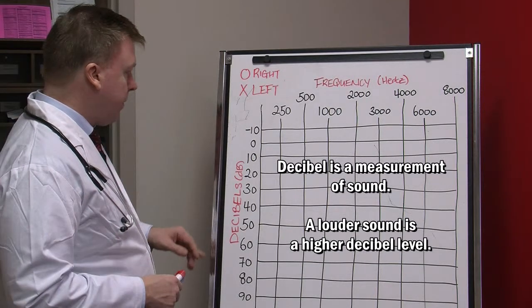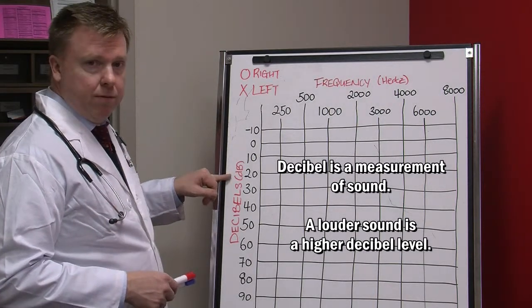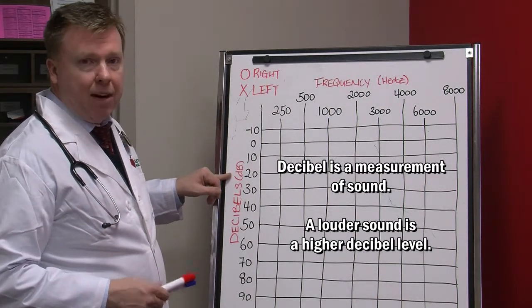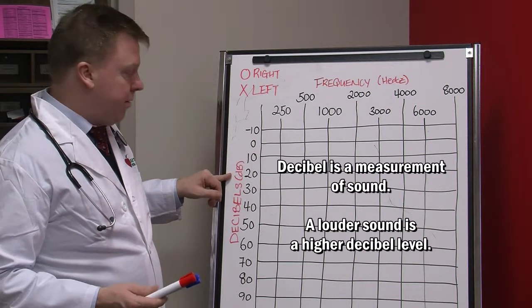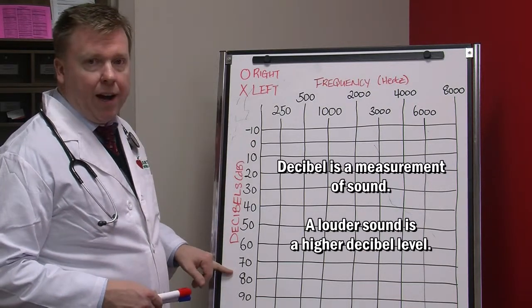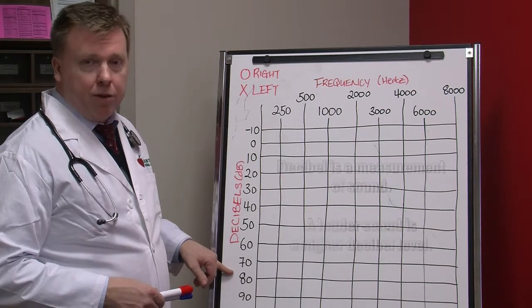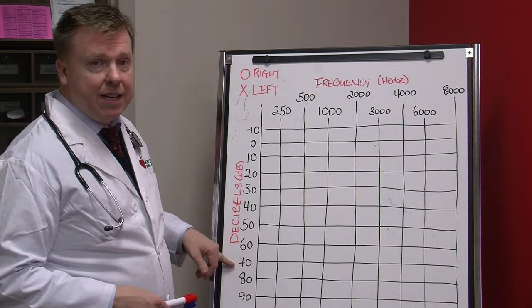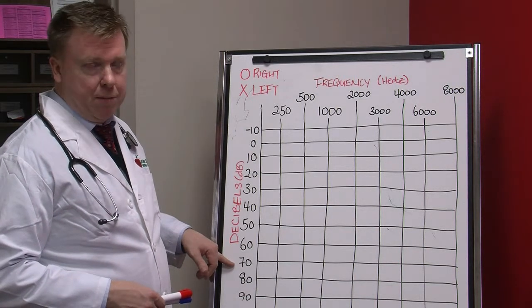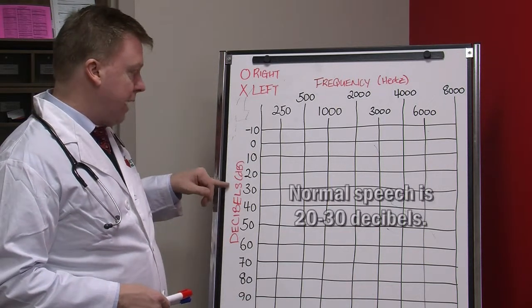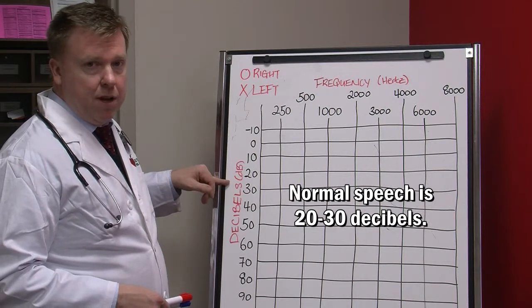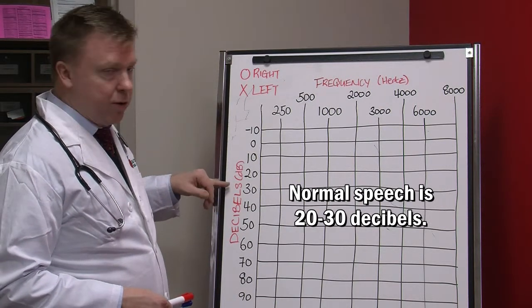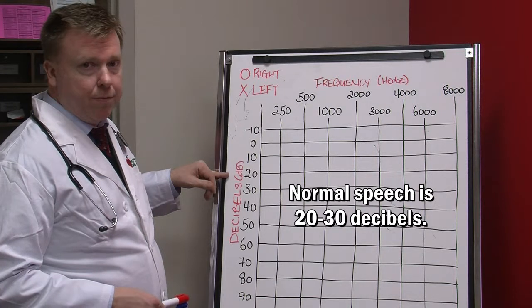Now, what is a decibel? A decibel is a measurement of sound. A louder sound is represented by a higher decibel level. So if you're listening to your music really loudly, you might be listening at 70 decibels. Whereas if someone is speaking very quietly, they might be speaking at 20 decibels. And normal speech comes in somewhere between 20 and 30 decibels.